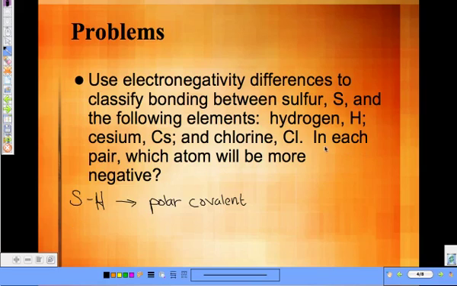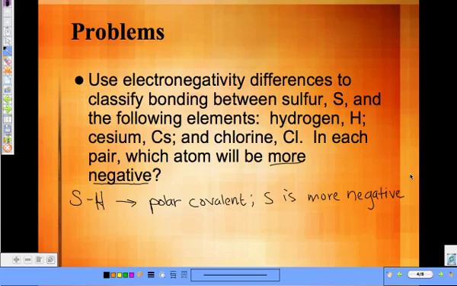And then this last question, it says, in each pair, which atom would be more negative? In order to tell which atom would be more negative, we're going to use the more electronegative atom, which would be what? Sulfur. So sulfur is more negative.